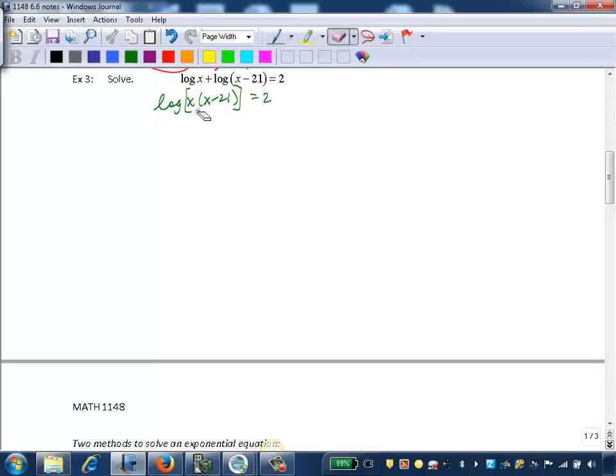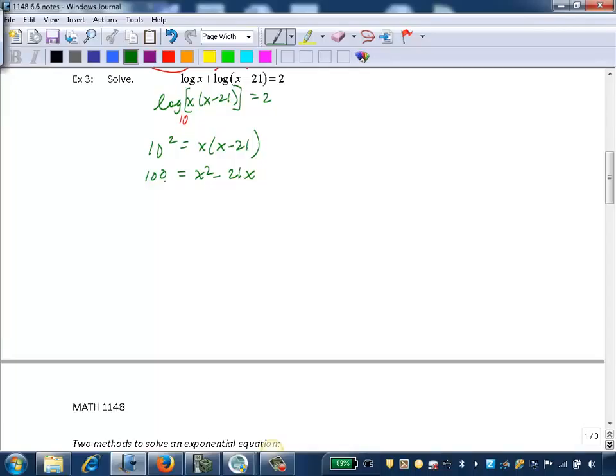Now this is useful because the variable now only appears in the argument of this one logarithm, and we know we can rewrite logarithmic equations without logarithms by writing the equivalent exponential equation. So we know that if the base is not written in, we assume it's a 10, so this is base 10. So then this can be rewritten as 10 squared equals x times (x minus 21). Well, now we know 10 squared is 100, and we can actually distribute on the right side: x squared minus 21x. So we see we now have a quadratic equation, and we know how to solve quadratic equations here.